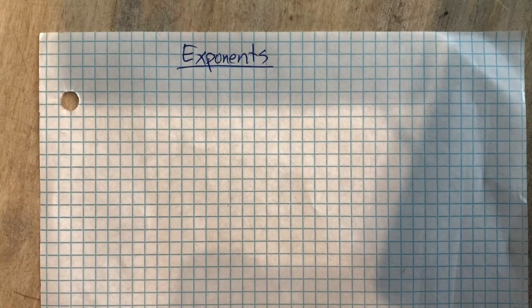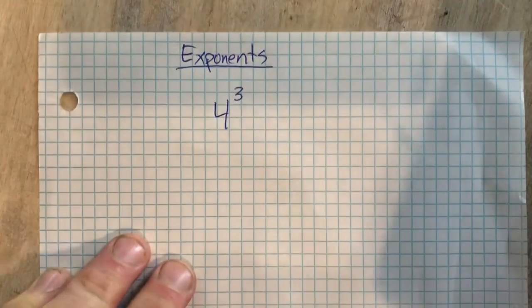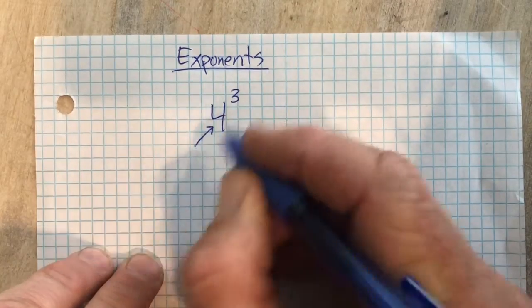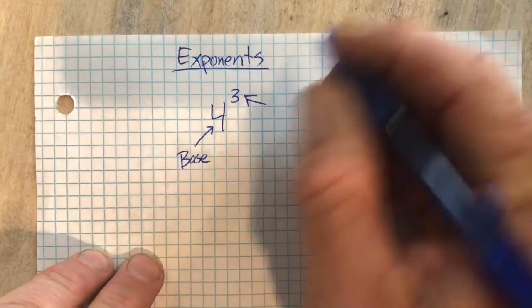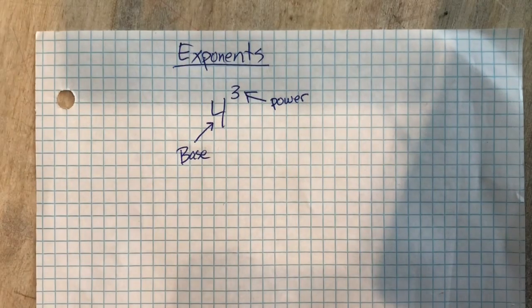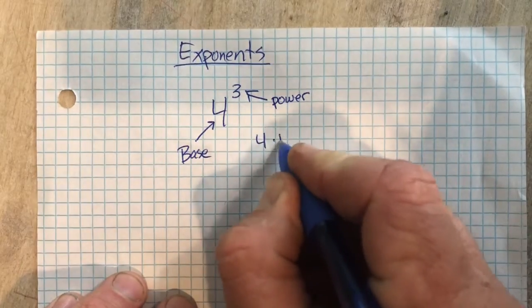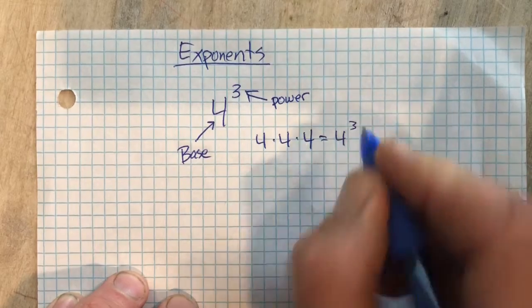First off, we're going to look at what is an exponential number. 4 to the third power is an exponential number. The big number down lower is known as the base. The smaller number up above is the power or exponent. The exponent tells you how many times to multiply the base to itself. So 4 to the third power means 4 times 4 times 4.